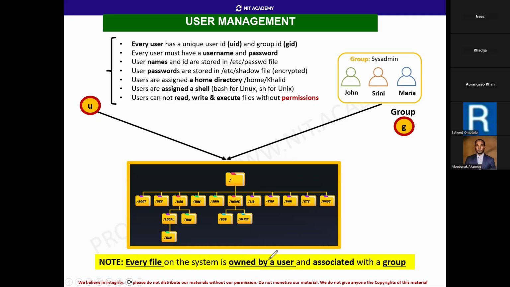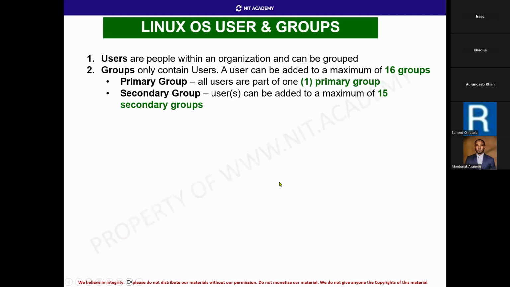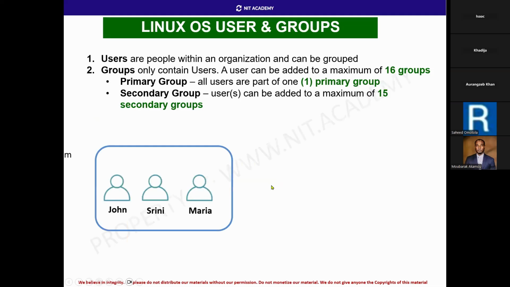Okay, these are permissions. So let's look at it in a good way. Every file on the system is owned by a user and associated with a group. Fine. So let's go a bit forward. You can have a group called Linux team.